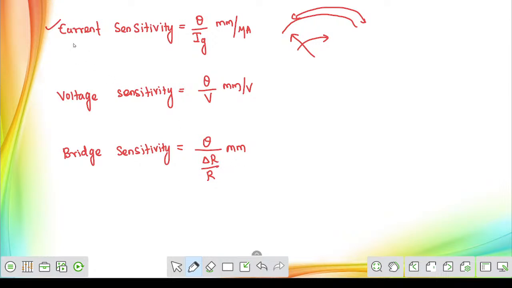That's it. Now we have explored the current sensitivity, voltage sensitivity, and bridge sensitivity. All you have to remember is that it is very important to remember all these formulas that I have given.